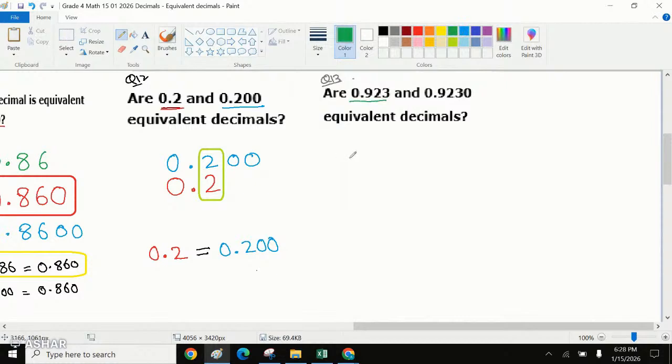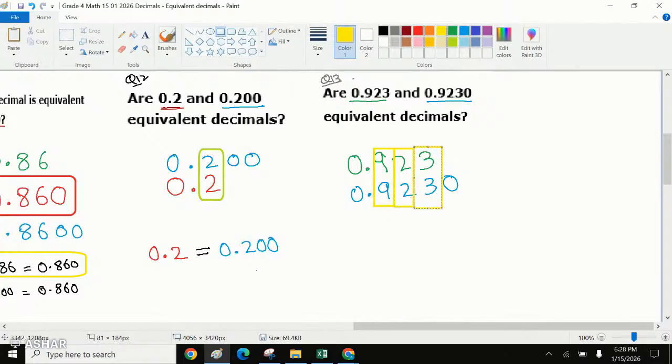We can say 0.923 and the next number was 0.9230, right? So all we need to do is look at their positions: 9 under the 9, 2 under the 2, and 3 under the 3. For us, 0 will not make any difference, right? We can add a 0 or remove a 0 at the end, not in between the numbers.